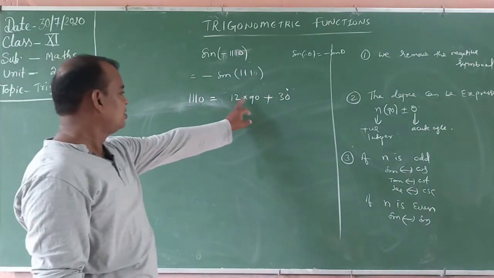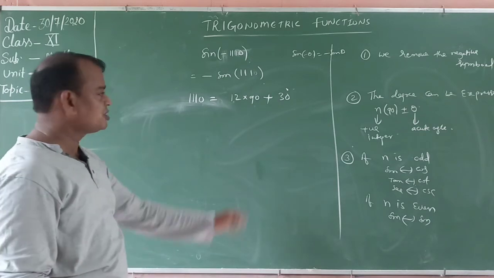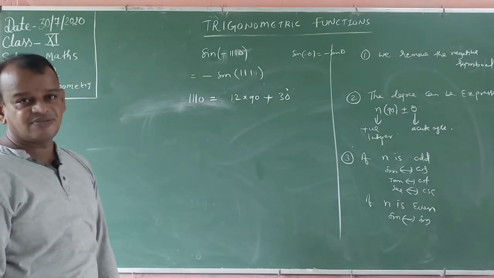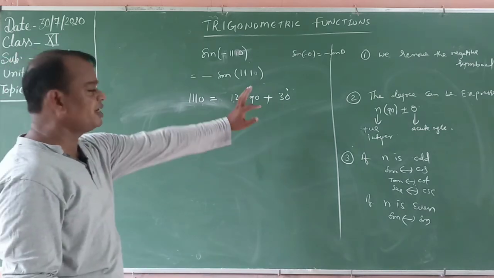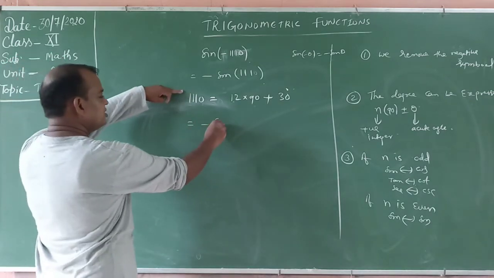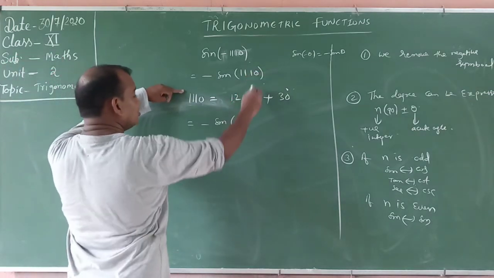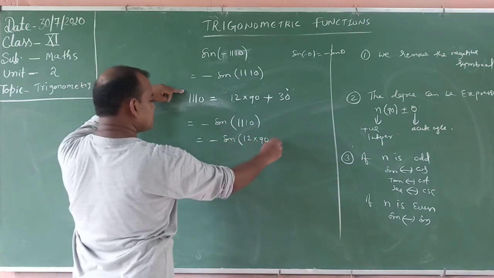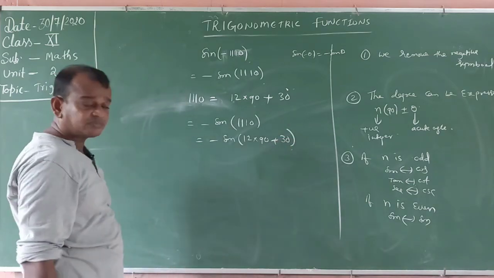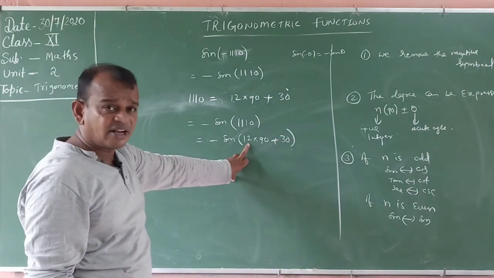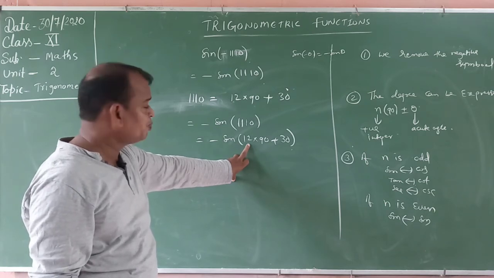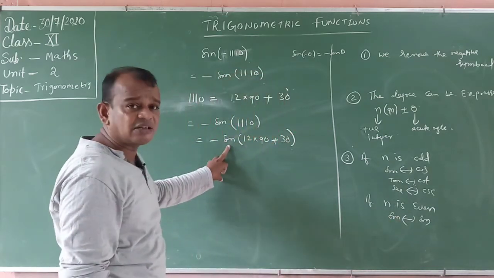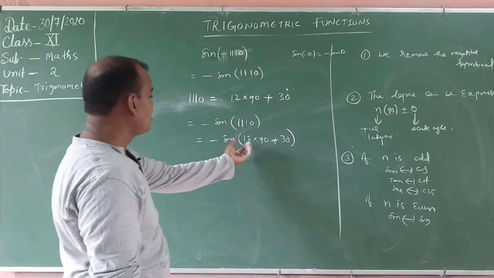12 nines are 108, means 1080 plus 30. Now apply: sine 1110 equals minus sine of 12 into 90 plus 30. Here n is 12, n is even. N is even means the sine will be changed or not? No change at all. Now which coordinate does it lie in?